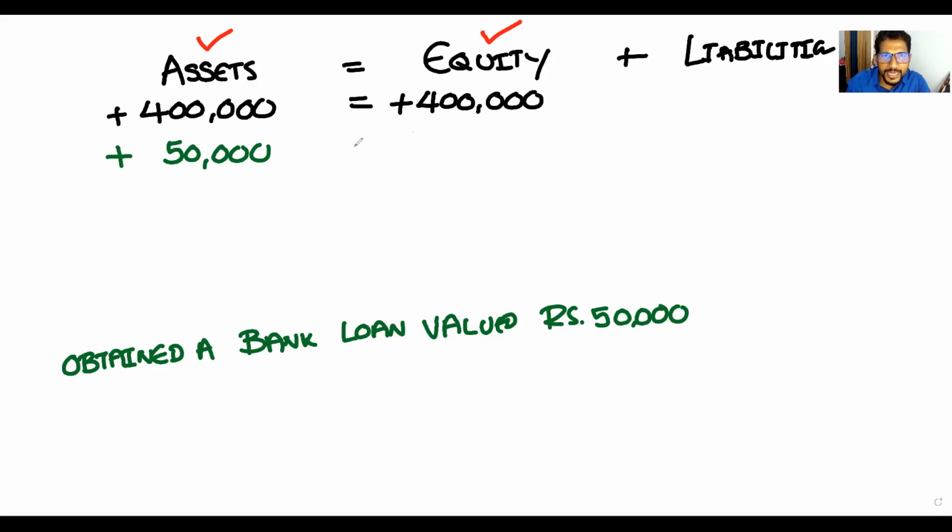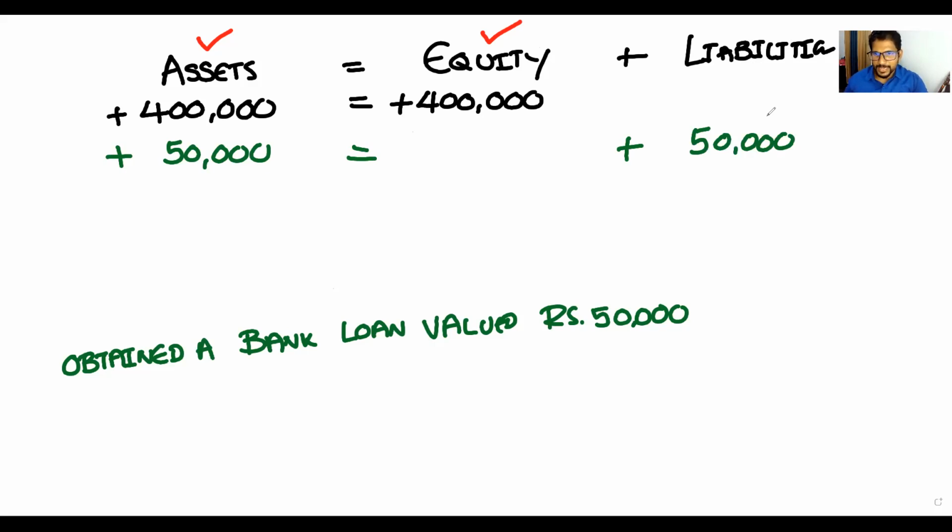Does it increase equity? No. This loan was not provided by the owner. It was provided by the bank. The bank is an external party. Therefore, what happens this time? Liabilities increased by 50,000.